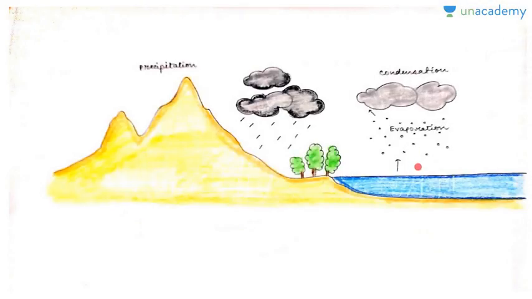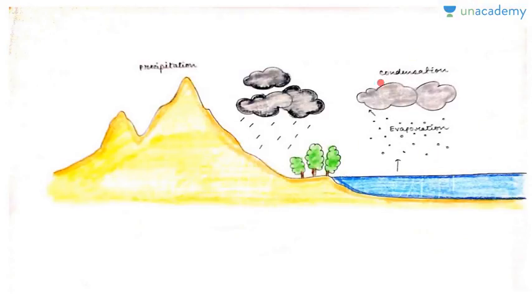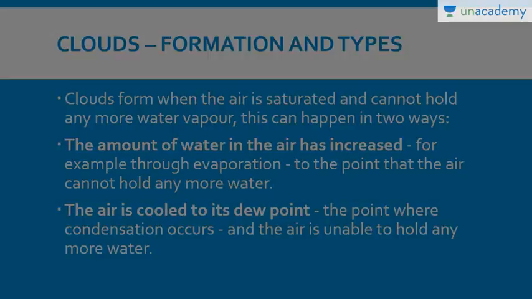So either the amount of water vapor is increased through the process of evaporation, or the air, this whole air, is cooled to its dew point. One is evaporation, then this whole air is cooled to its dew point. So these are the two things when these clouds are formed.